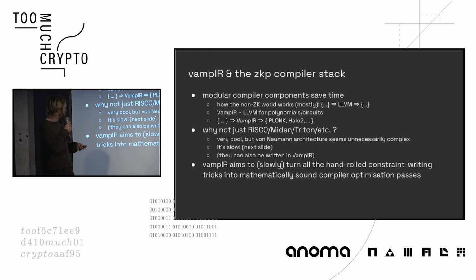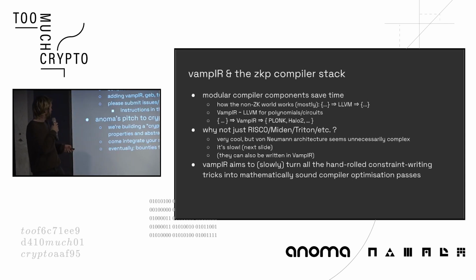So one way of thinking about this is that we want with Vampire to turn all of these hand-rolled constraint writing tricks, which are amazing and brilliant, but they're very one-off and there are a finite number of cryptographers who can write them in the world, into mathematically sound compiler optimization passes. That will take a long time, but seems possible.